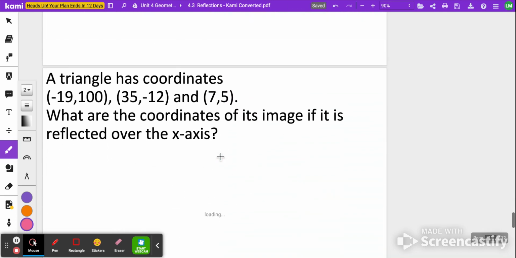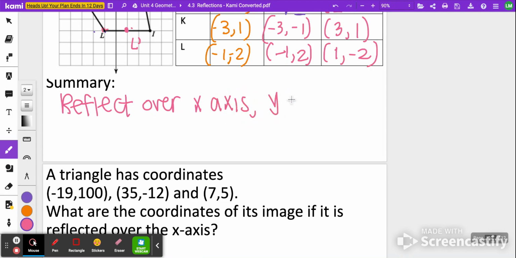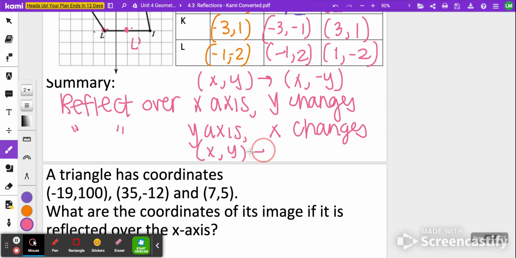Okay, so when you reflect over the x-axis, the y changes. And then when you reflect over the y-axis, the x changes. And remember, your x and y coordinates are like this, okay? So reflecting across the x-axis just means you'll have x, negative y. Reflecting across the y-axis, you would have negative x, y, okay?